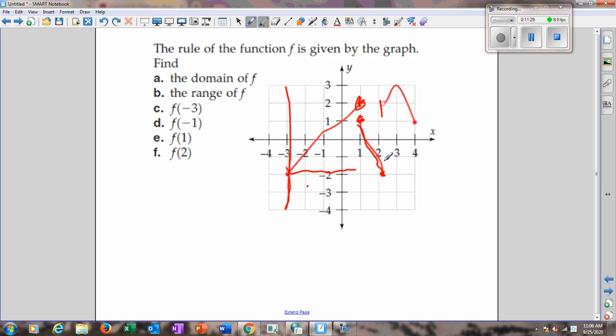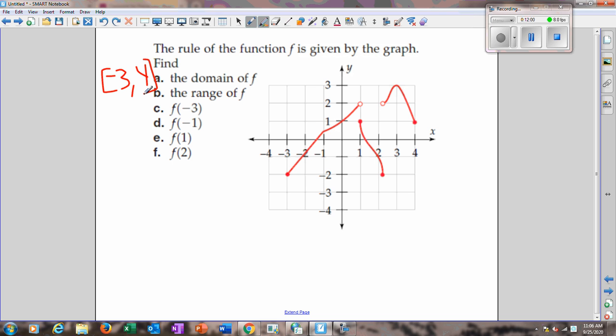And we can see it picks up right above that and goes to 4. So our answer for the domain here is going to be the domain of f is every value from -3 all the way up to 4. Those are closed brackets because it's a closed dot on both ends.